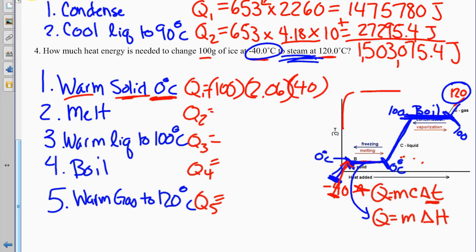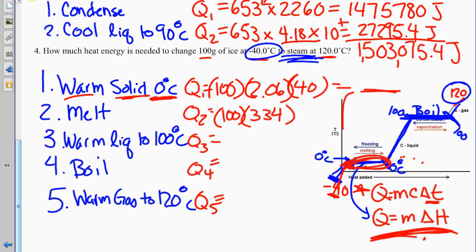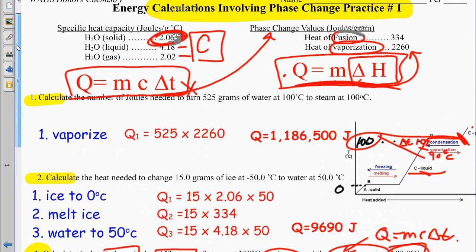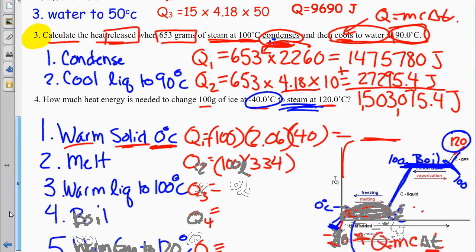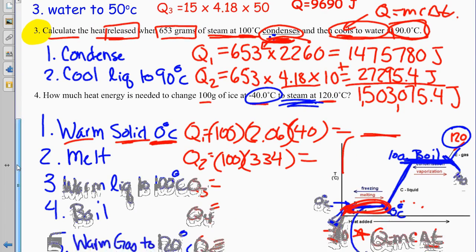I'm running out of room here. So let's do number 2. So you would multiply those together and get an answer. Then we're going to melt. Melting is a state change. There's no temperature change here. So I'm going to do Q is equal to m delta H. So I have 100 for my m, or my mass. I'm going to multiply that against 334, which is the amount of energy, the delta H, that it takes to melt and to freeze. Okay, so we got that number. Beautiful. You would multiply that together.